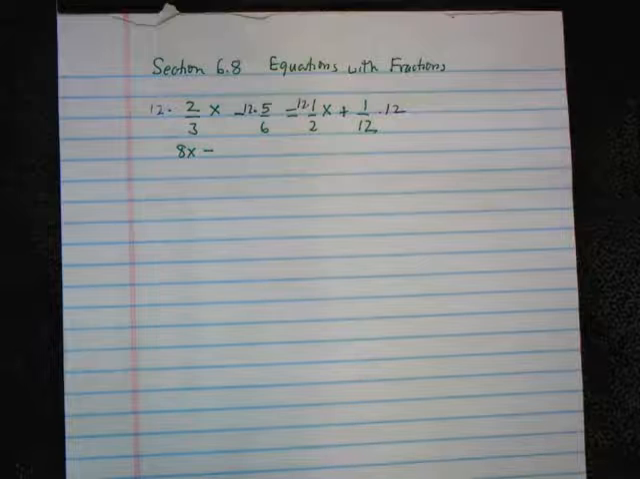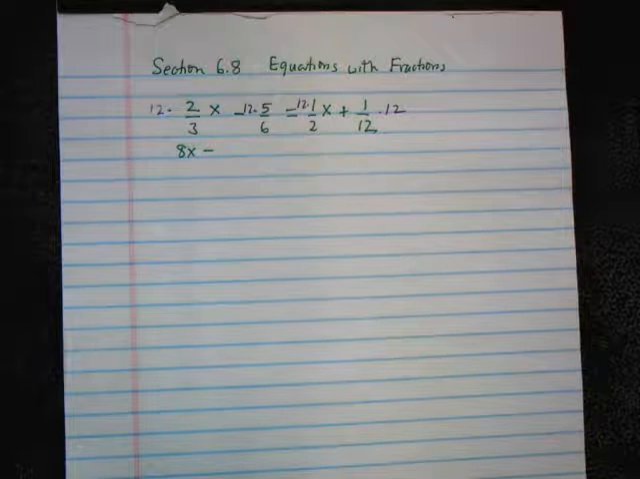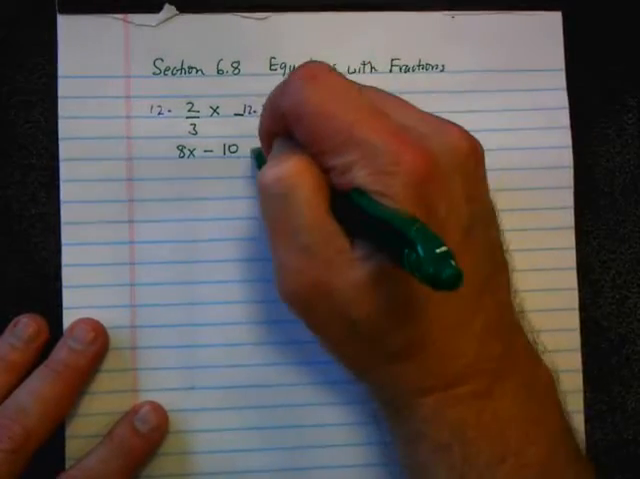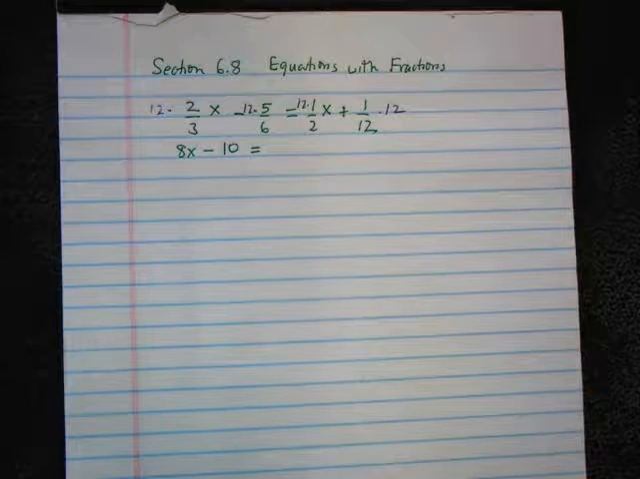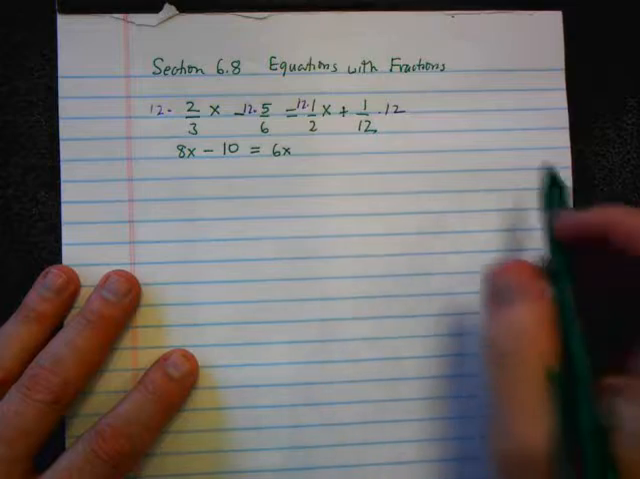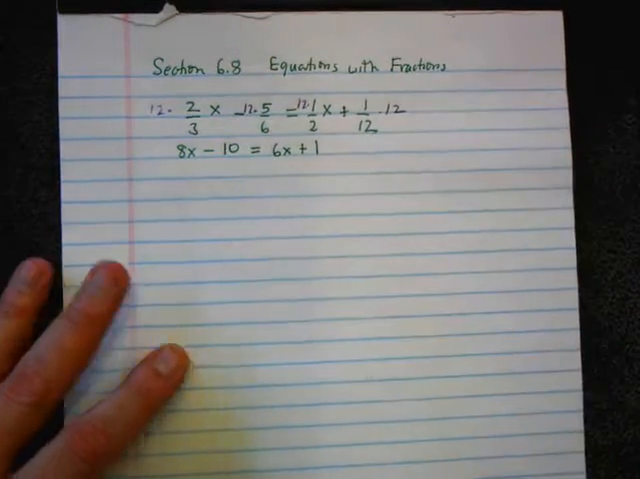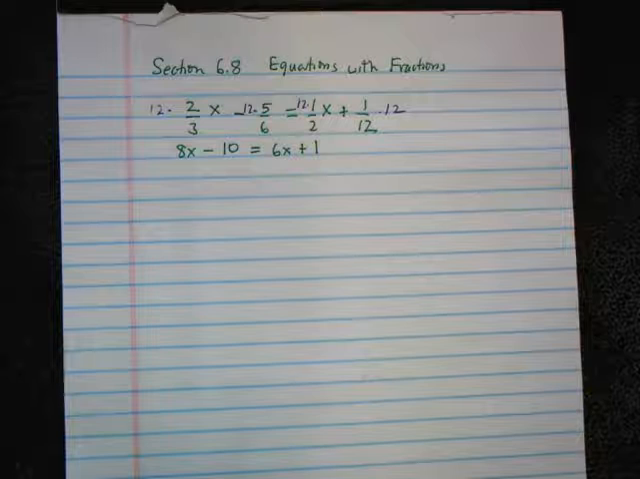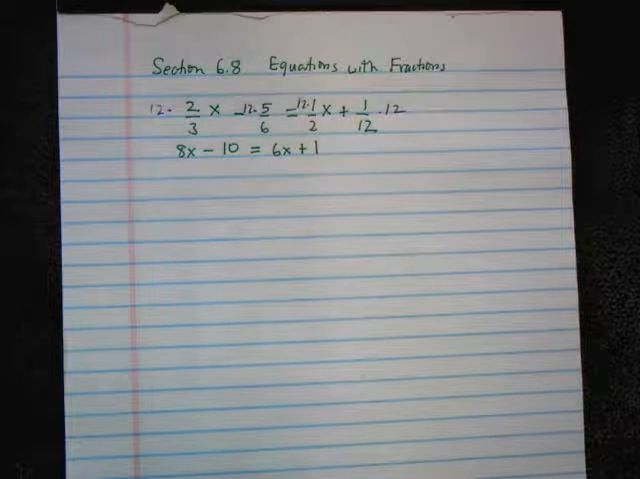Minus, what's 12 times 5/6? It's 60/6, which is a nice way of saying 10, equals 12 times 1/2. So that one becomes 6x. And finally, 12 times 1/12 is 1. So, why was multiplying by that common denominator a really, really nice thing? It made all the fractions go away. And so that's what you should do anytime your equation has fractions. Multiply it by the common denominator, get rid of the fractions. Makes your life a whole lot easier.